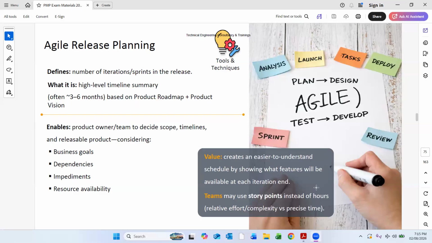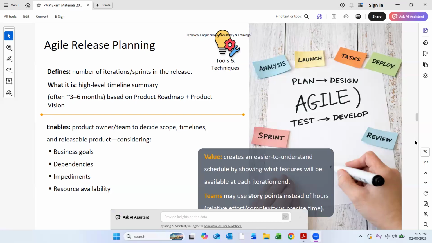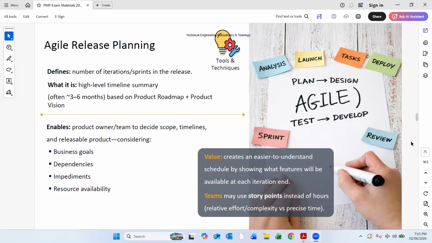It creates an easier to understand schedule by showing what features will be available at each iteration end. So as a value in agile, we should easily understand what value has to be delivered at the end of each iteration or each sprint. The team may use story points instead of hours, relative effort and complexity versus precise time, in order to get more value in the project.